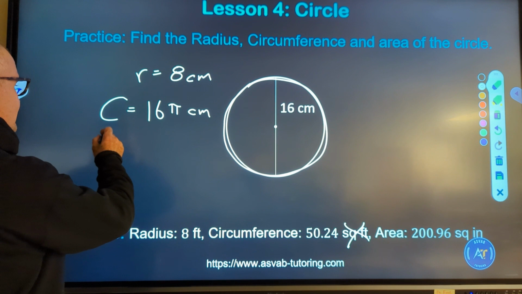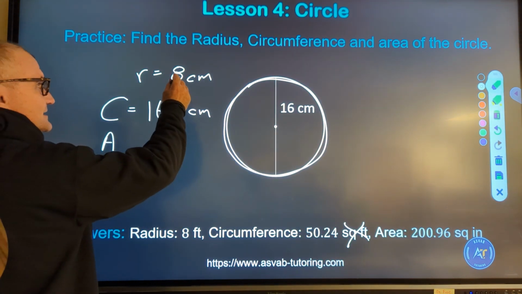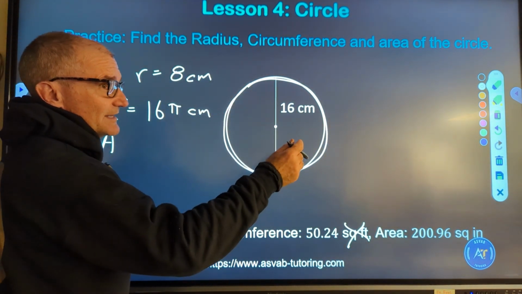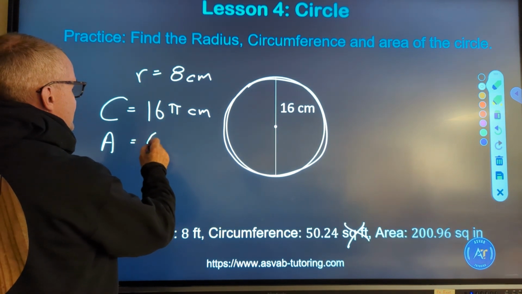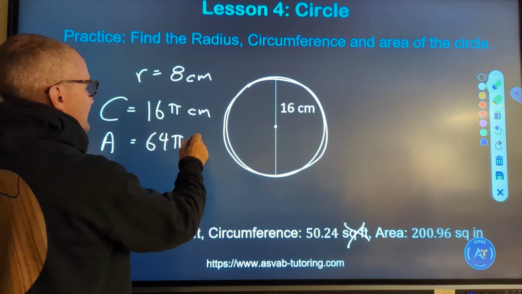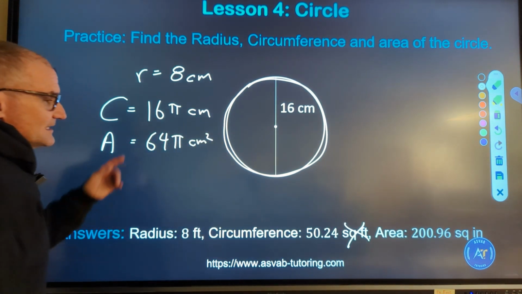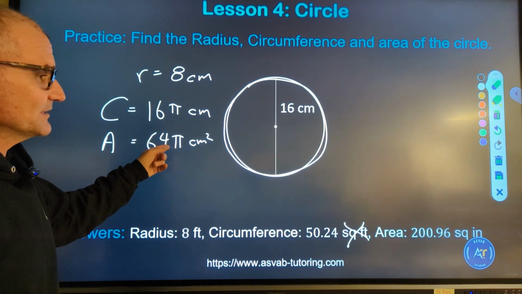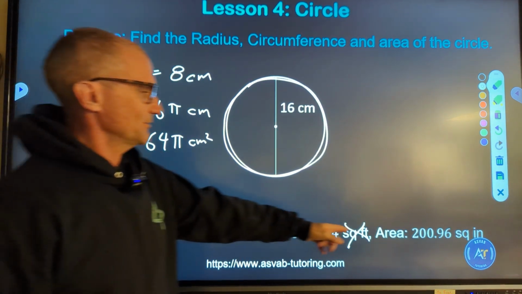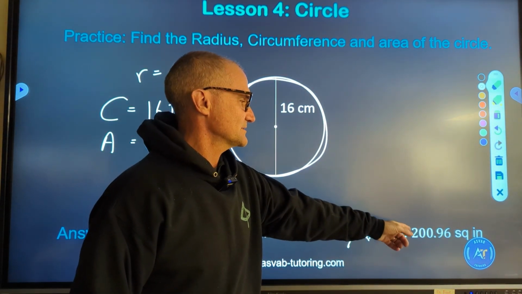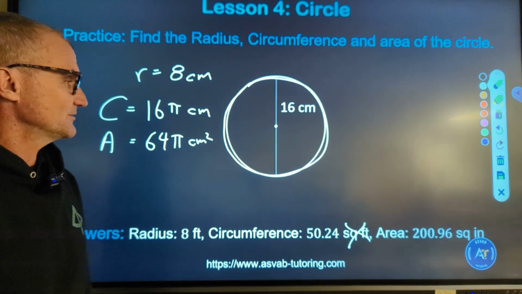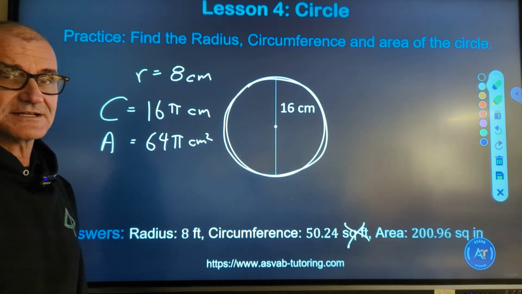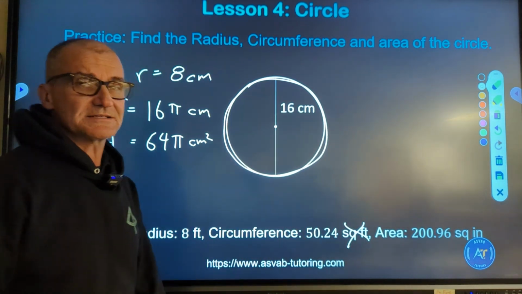And then the area is going to be that radius 8 squared, 8 times 8, 64 times pi, or 64 pi square centimeters. And that's your answer there. If you want to multiply that out, 64 times 3, it's pretty close. What is that, 192 or so? So you could see it's about 200 if you did the decimal approximation on a calculator or long multiplication.